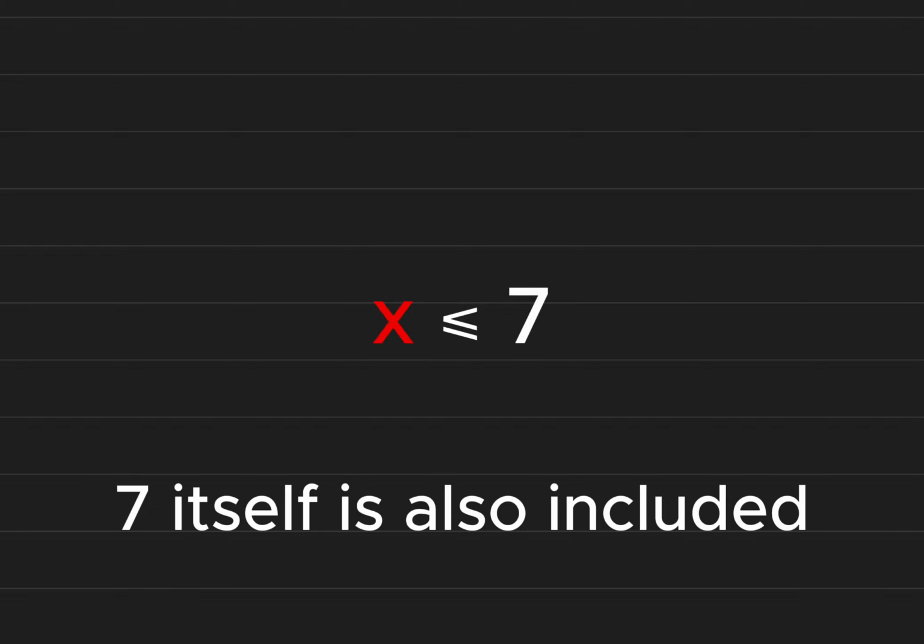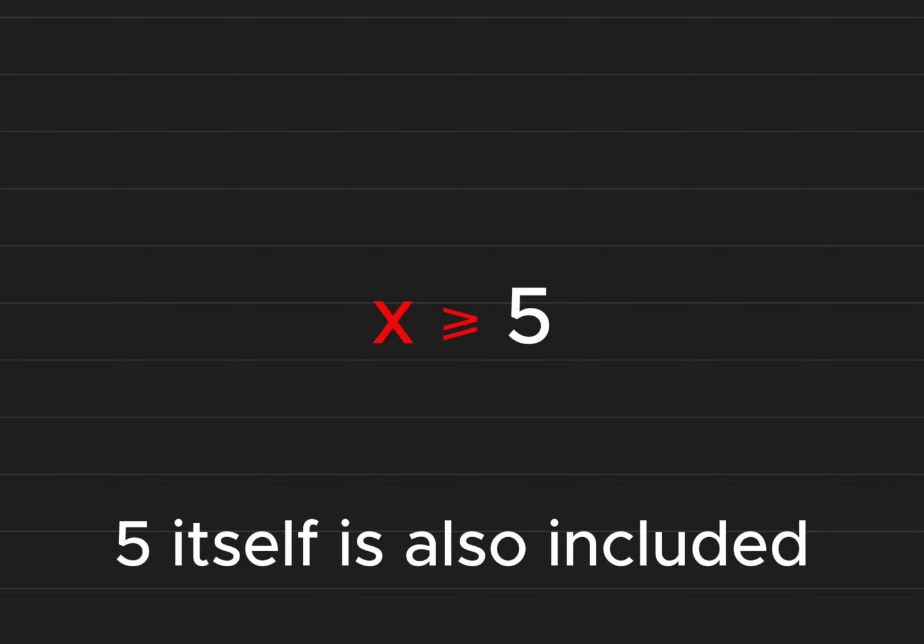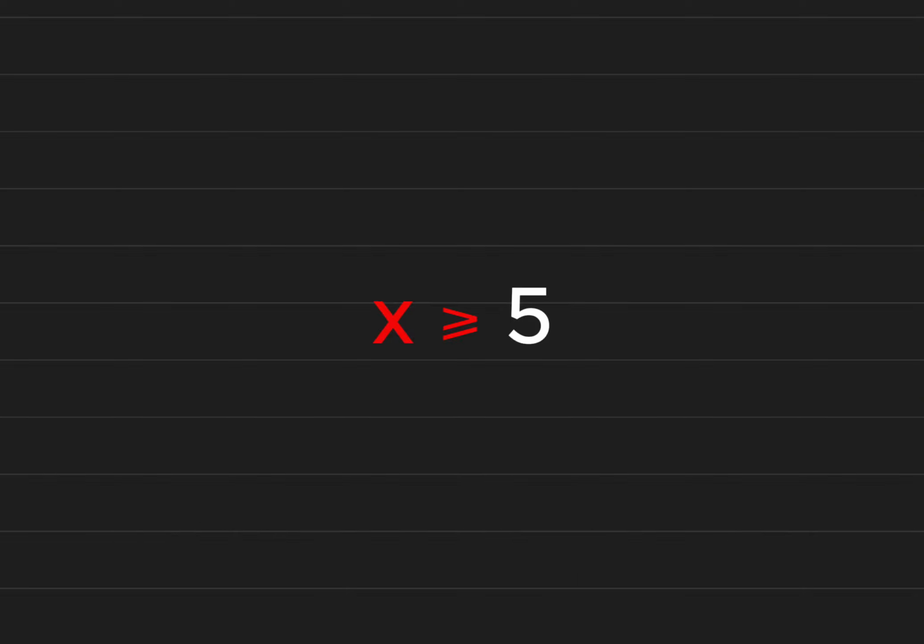Inequalities may also include being equal. For example, this means that x is less than or equal to 7, which means that x can be any value that is less than 7, but this time the value 7 is also included. Now the other way around, this means that the value x is greater than or equal to 5. And same as before, since it includes a line underneath, 5 itself is also included.